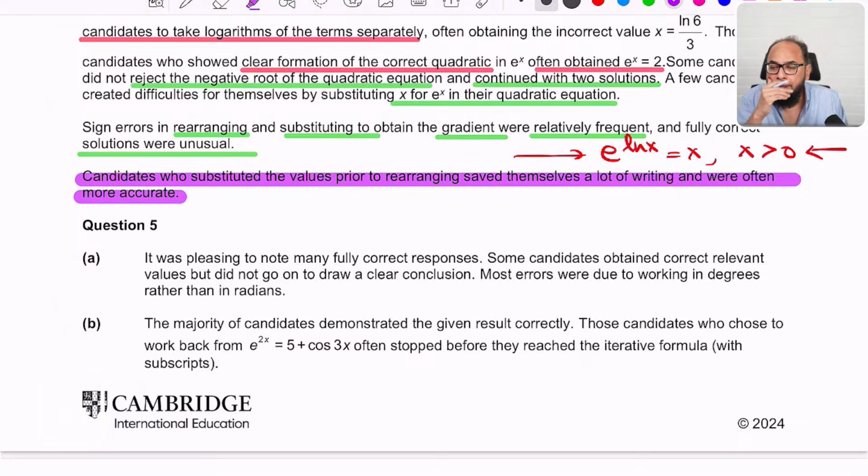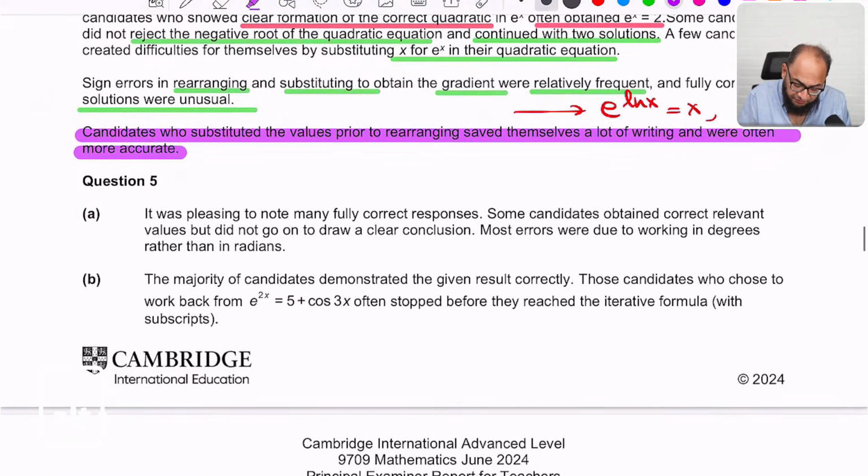Okay, thank you. Question number 5. It was pleasing to know many fully correct responses. Some candidates obtained correct relevant values but did not draw a clear conclusion. Most errors were due to working in degrees rather than in radians. Whenever you are dealing with differentiation, integration, numerical solution, and differential equations, radians is the standard, the gold standard.